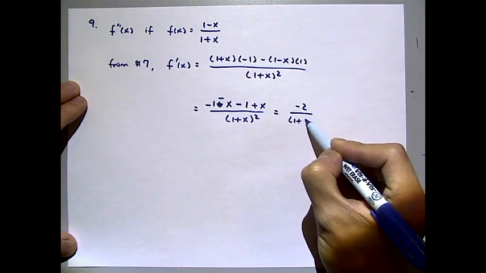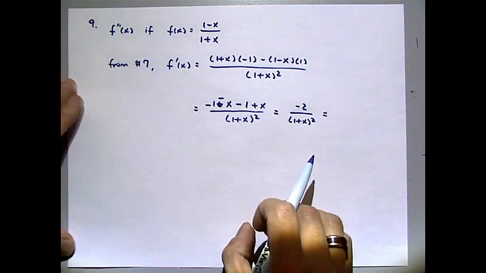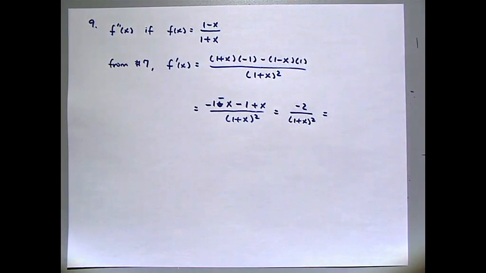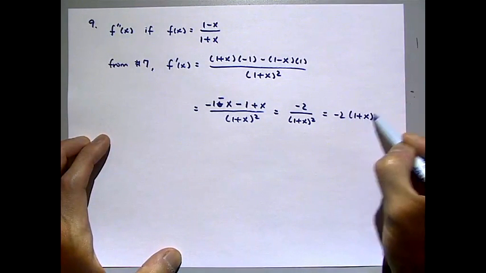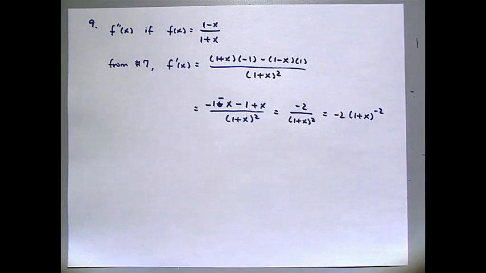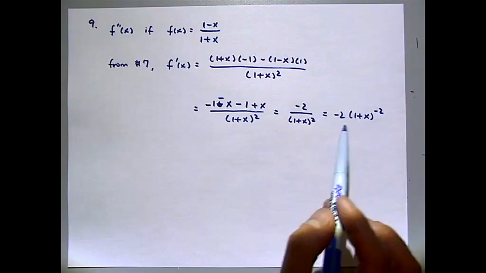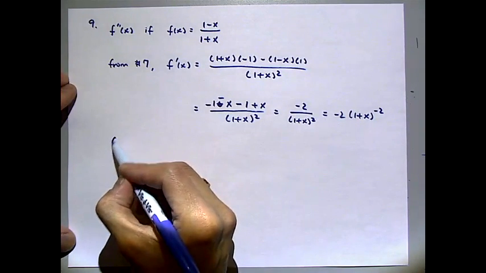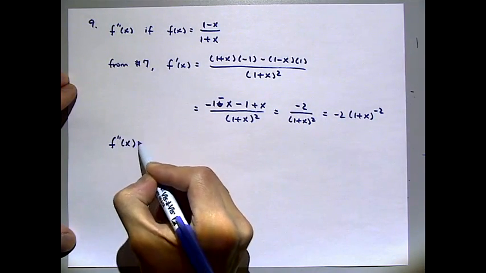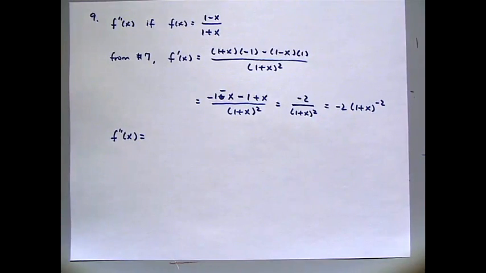Now remember, if the top is a constant, it's always easier to handle by rewriting it this way. Bring the thing downstairs up instead of using the quotient rule again. It's always better this way. All right, so that's the most simplified form of the first derivative we got.